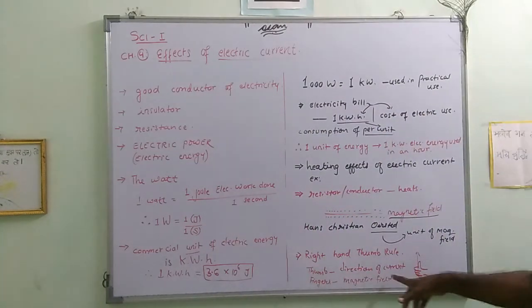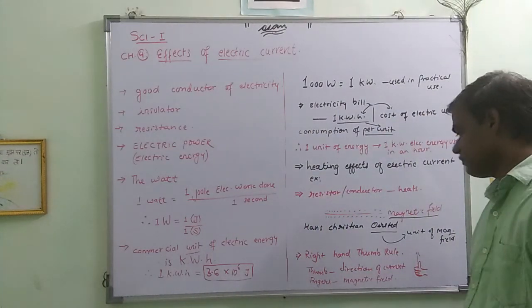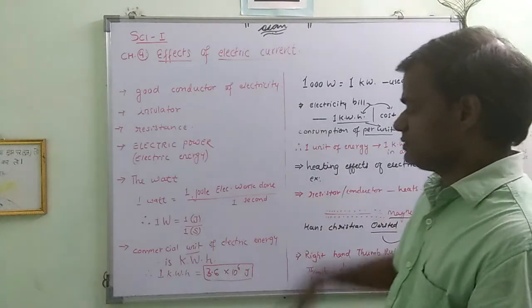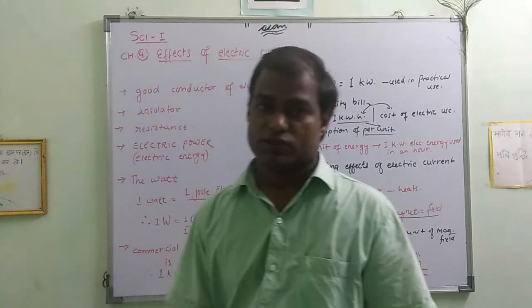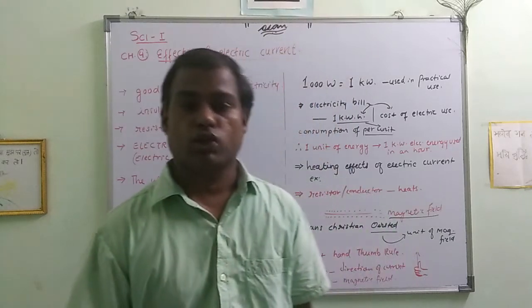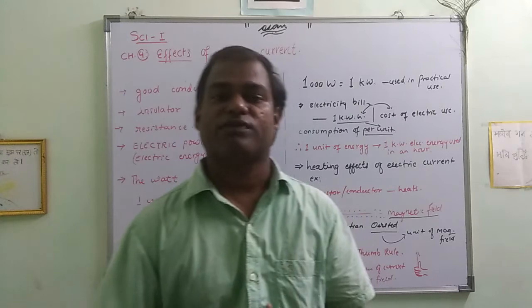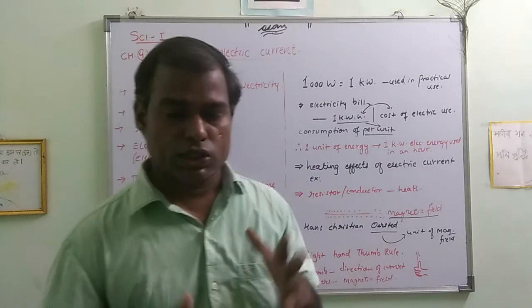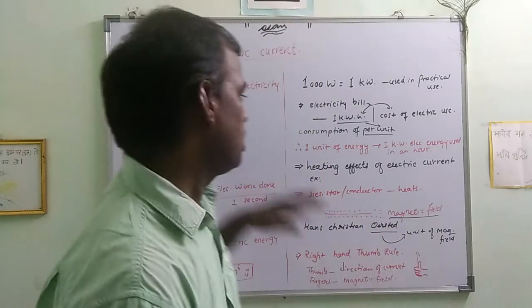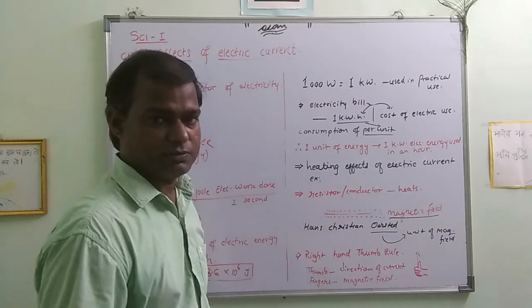So thumb shows the direction of the current, fingers show the magnetic field. So these were the few things which you may find when you read the book. When you read the lesson, you will find that these words are there. So I have explained to you what exactly they mean.